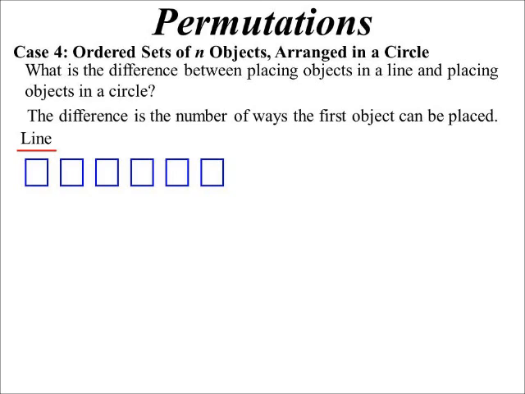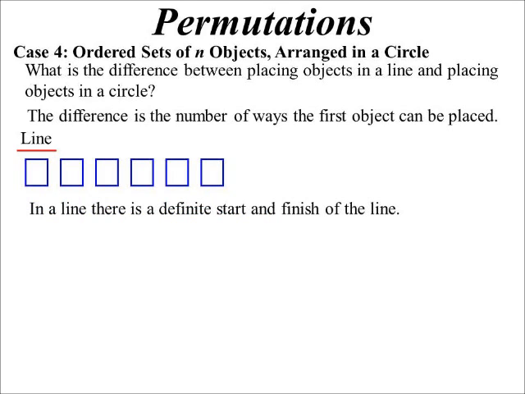Well, when I've got a line, there's a definite start and finish. There's the first spot, there's the last spot, and there's all the spots in the middle. I can name each particular one, and they're different. So I've got a choice of 6 different positions I can go in for the first object.